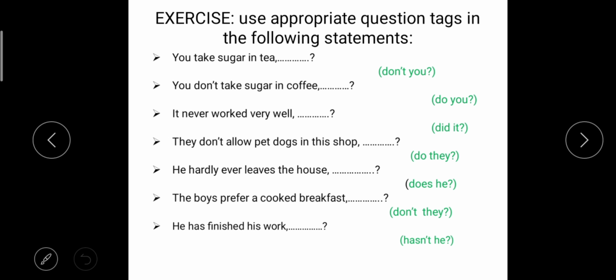the use of question tags in the sentences. It will be very much helpful to you.